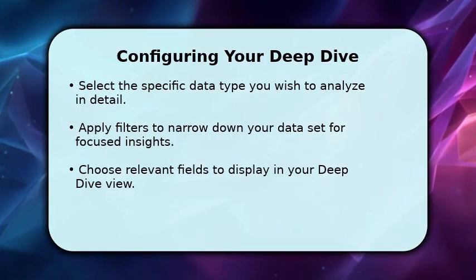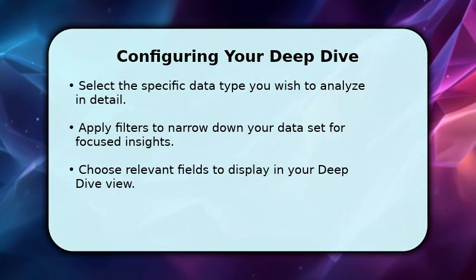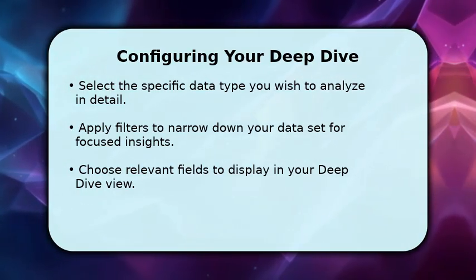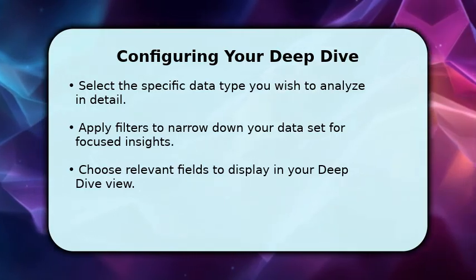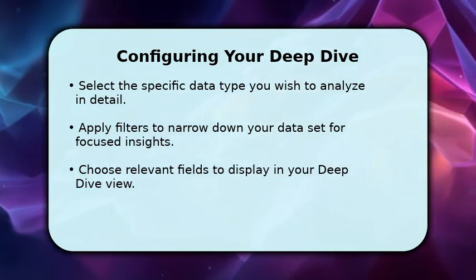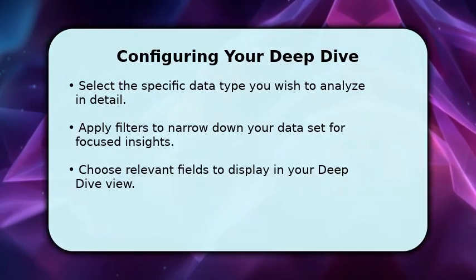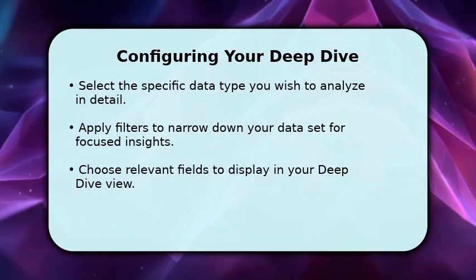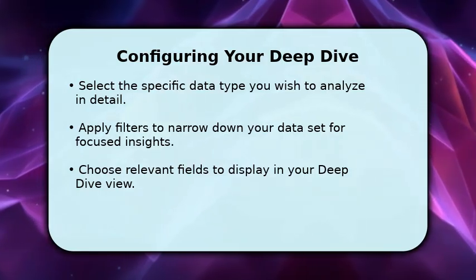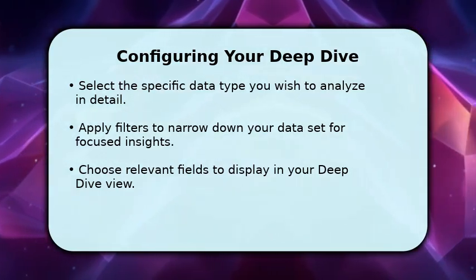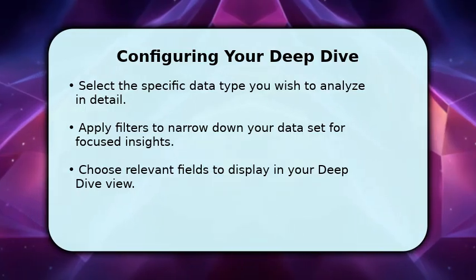To begin configuring your deep dive, first select the data type you want to explore, such as users or orders. Next, apply precise filters to refine your data, perhaps showing only records from the last 30 days or those meeting a specific condition. You can add up to 5 filters for granular control. Finally, choose the fields you want to see, ensuring your view highlights the most critical information for your analysis.